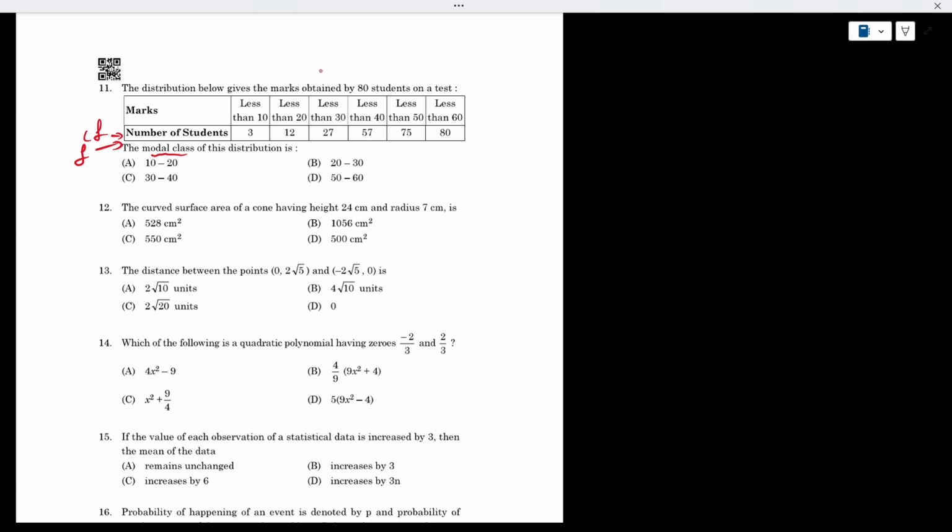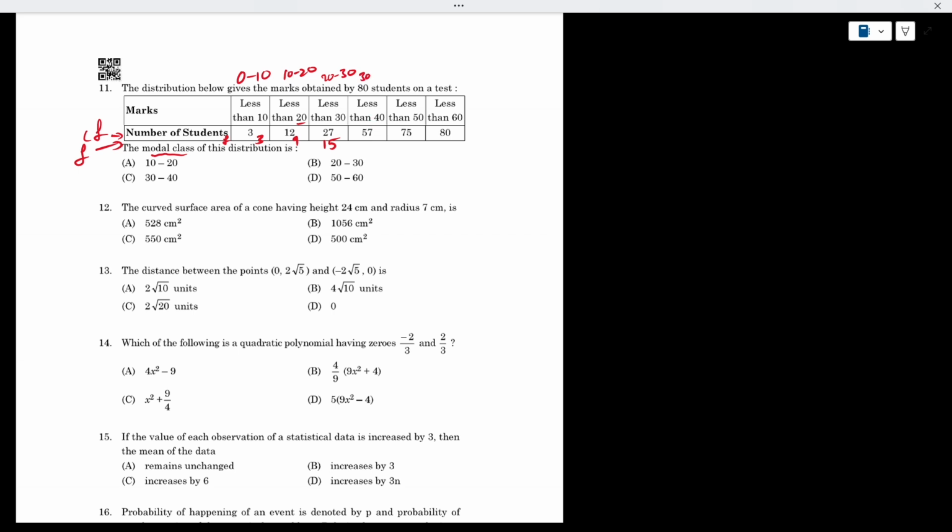Modal class means the class interval with the highest number of students. So less than 10 means I can take 0 to 10, it will be 3 only. Here it will be 10 to 20, because less than 20 will include less than 10 also, so I have to remove it. You can do 12 minus 3, it is going to be 9. Then 20 to 30: less than 30 includes less than 20, so you remove it. 27 minus 12, you will get 15. So I am getting the frequency from the cumulative frequency.